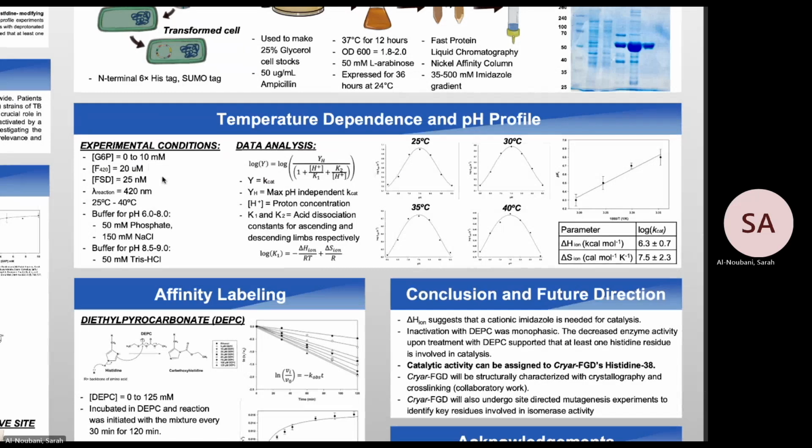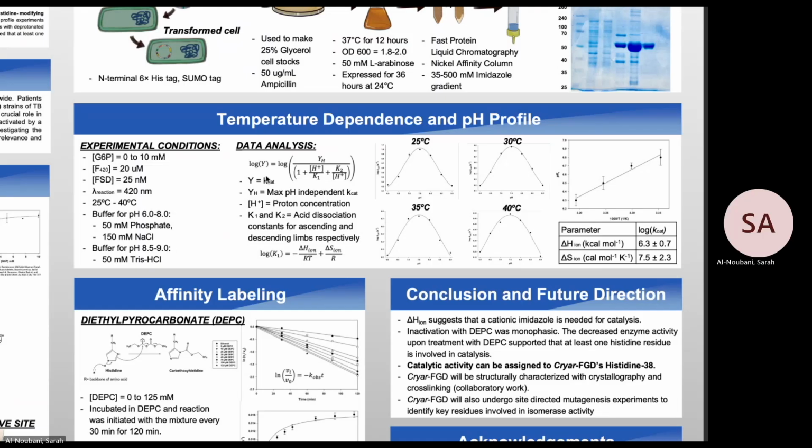The temperature-dependent studies were conducted in a steady-state format under these conditions, where the catalytic efficiency, also known as kcat, of each pH and temperature condition was obtained. In terms of temperature conditions, temperatures of 25 to 40 degrees Celsius in 5-degree increments were tested, and in terms of pH conditions, pHs of 6 to 9 were tested in 0.5 increments.